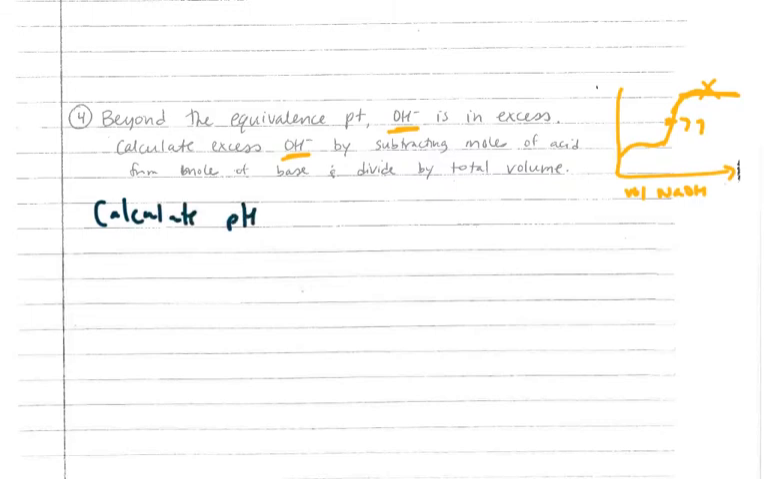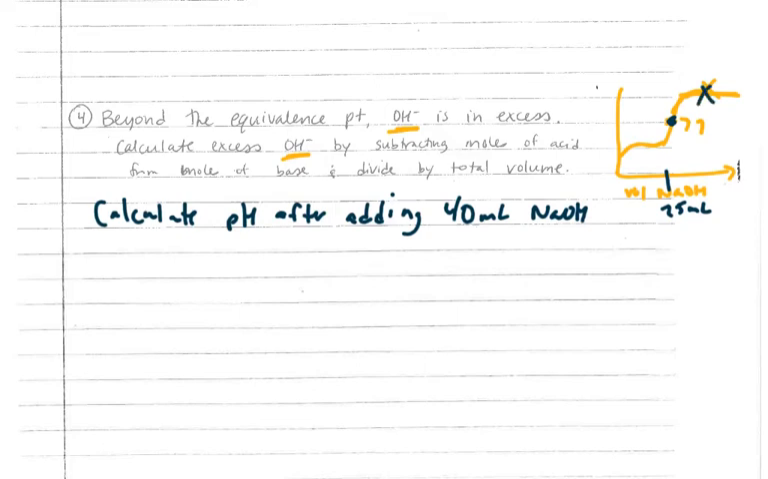calculate the pH after adding 40 milliliters of sodium hydroxide. All right, and remember we calculated that this equivalence point was at 25 milliliters. So 40 milliliters is in fact up here beyond the equivalence point.